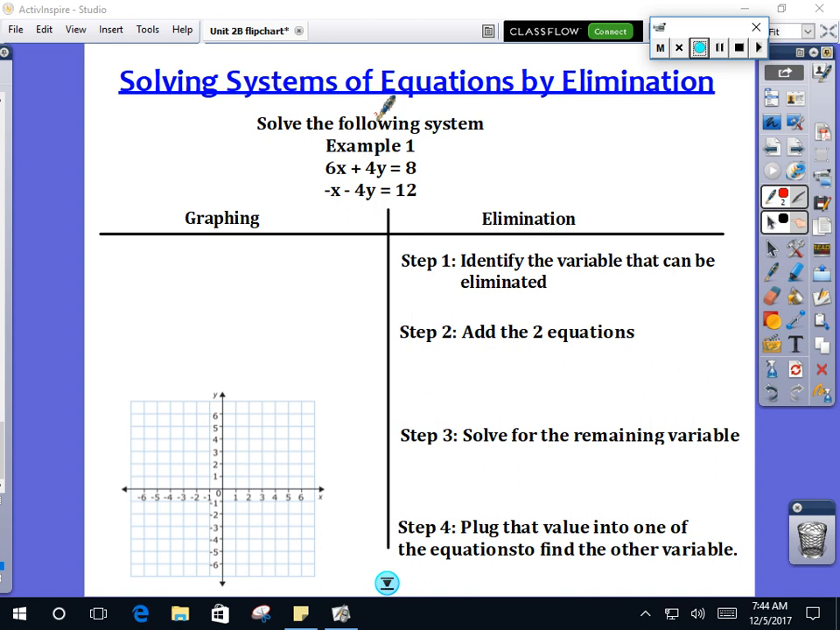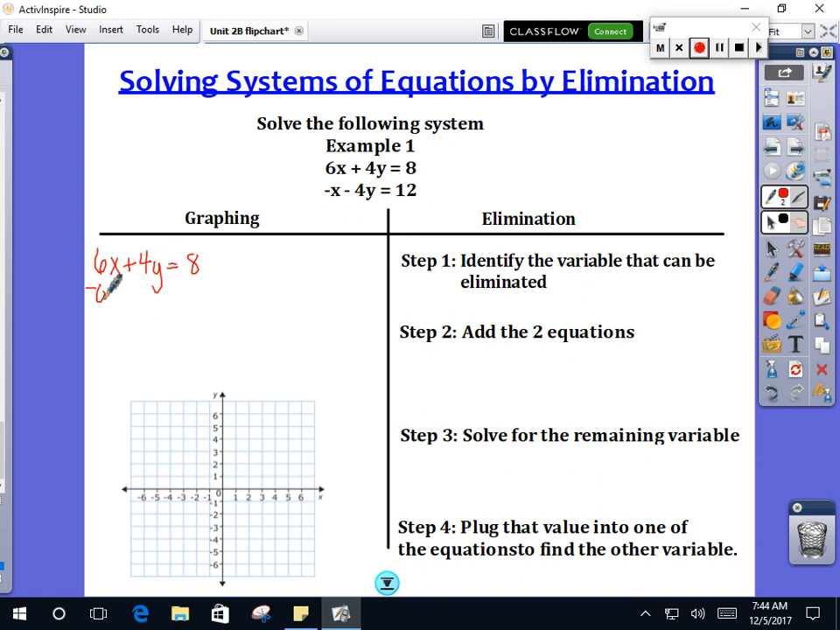Okay, we're going to first solve this system, 6x plus 4y equals 8 and negative x minus 4y equals 12, by graphing it. Well, they're not ready to be graphed because neither equation is in slope-intercept form. So you can take them to the side where you have some room for scratch work and rewrite each one into slope-intercept form. So this is my mx.